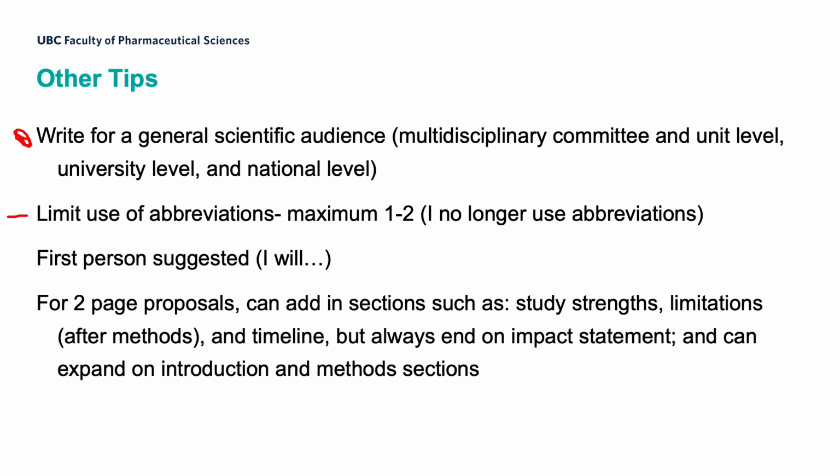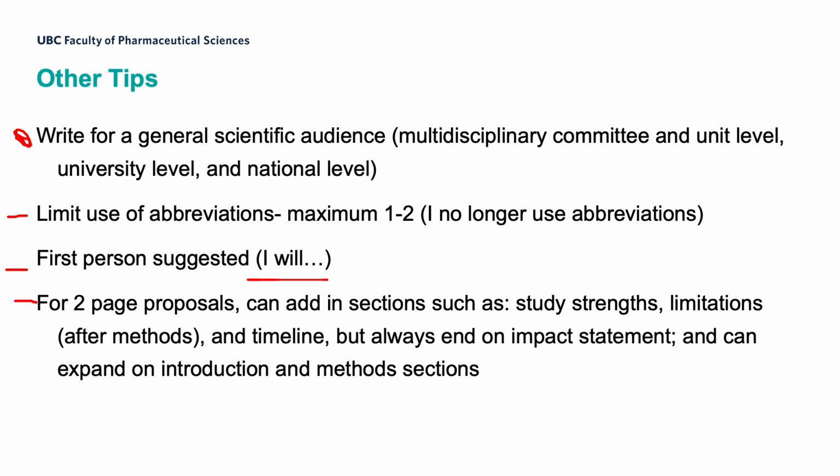There are obviously some very standard abbreviations, for example CNS for central nervous system. That's totally fine. But for really niche abbreviations, I would strongly recommend limiting them. And then other tips in terms of first person. I mentioned this before, but at the trainee level, it's totally fine. If not, as I mentioned before, it actually makes sense to use first person language.